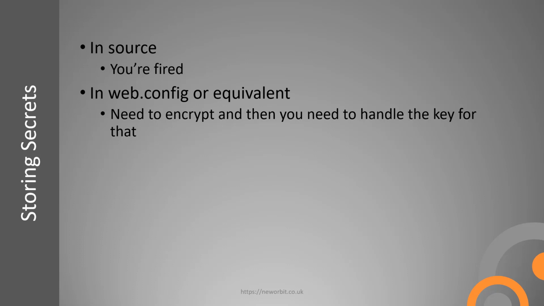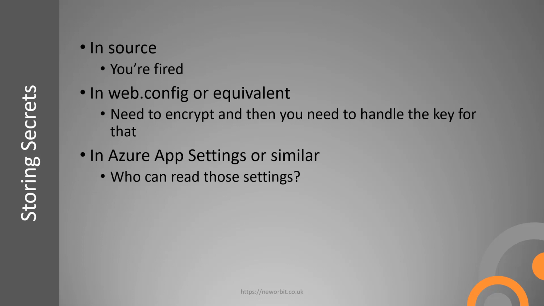But if you do that, you really should encrypt them, and then you need to have a key for that, and it gets really complicated really quickly, and you're still not really sure that you can protect it from people seeing it. You can put it in Azure App Settings. That's a very common thing to do, but then you have to think about who in your ops team or who in your dev team actually has the access to go into the Azure portal and read those settings, and anybody who can read them can use them, and then you don't really have the security and the auditing you need.